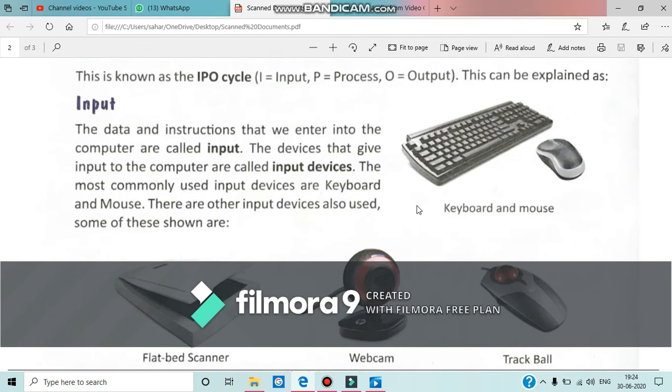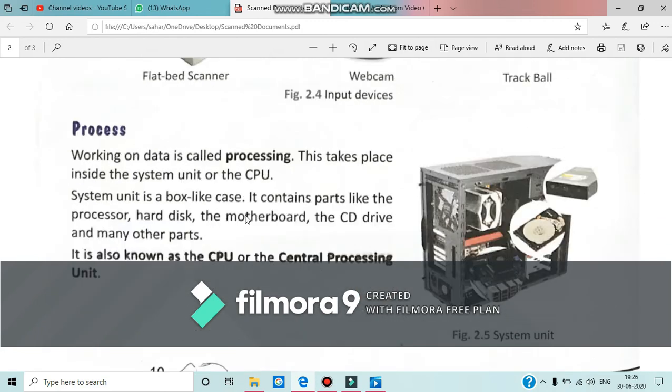There are several other input devices like mouse, scanner, webcam, trackball, and the most commonly used input devices are keyboard and mouse. Now we already know that in a computer, processing takes place inside the system unit or the CPU. Okay, so this is also known as the system unit.